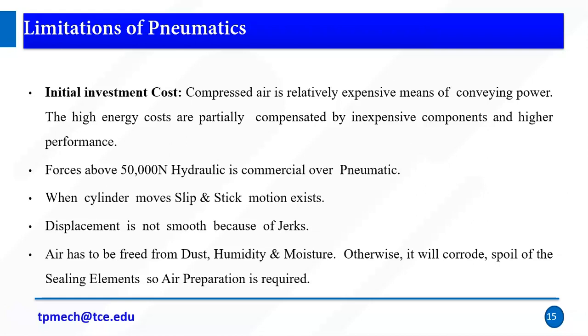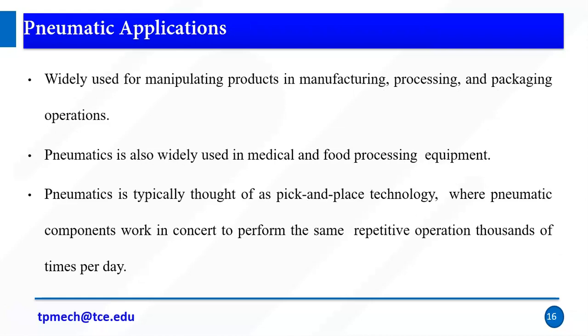Air has to be freed from dust, humidity and moisture, right? So it should be dry air, not moist air. If you use moist air, then wear and tear occur. So we need to ensure we use dry air, free from dust, humidity and moisture. Otherwise, it will corrode and spoil the sealing elements. So air preparation is required. These are some of the limitations.